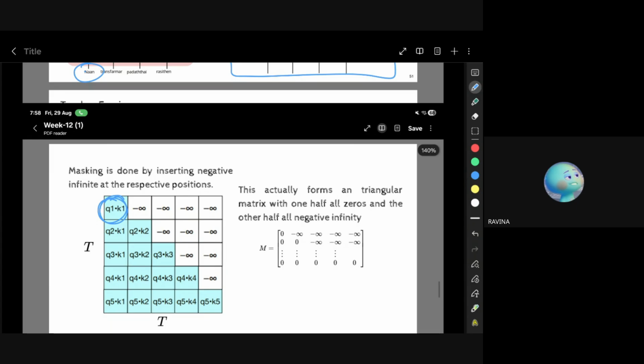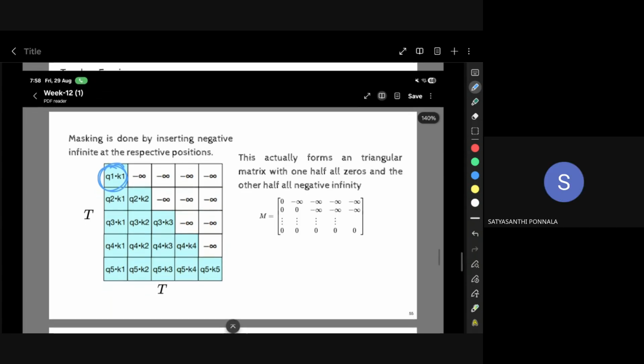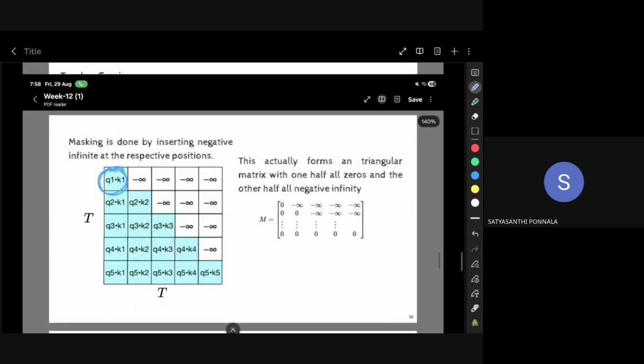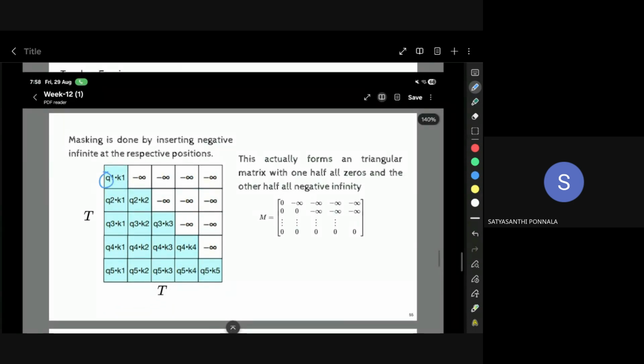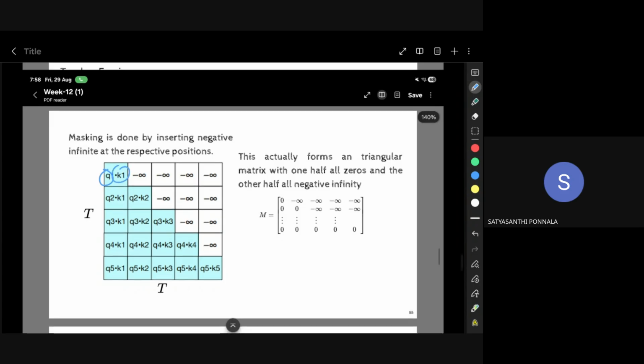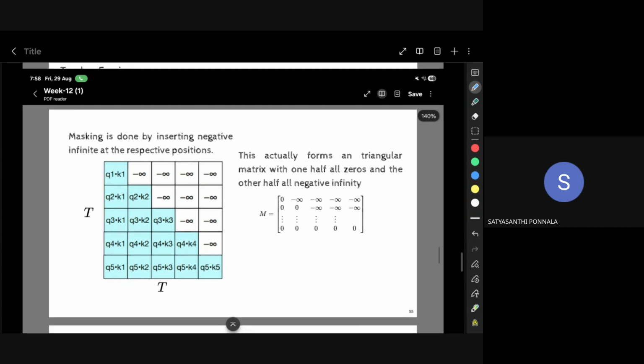Okay, sir. So it is step by step in RNN. Yes, in RNN we would have sent the first element and then maybe predicted the second one. But here we are going to send the whole thing.